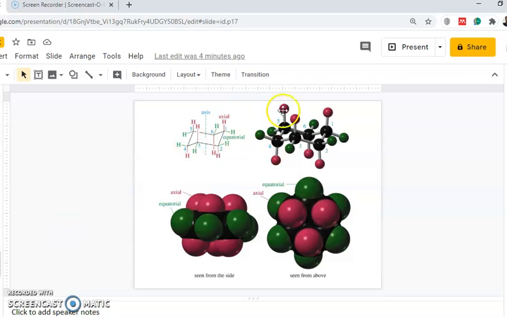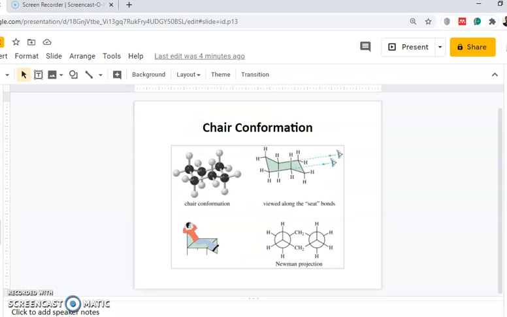Now these are different views of the molecule cyclohexane, and this is the ball and stick model. In each carbon you can see there are two, axial and equatorial, and this is another view of the molecule cyclohexane seen from the side, while this is the other one. Anyhow, we'll go back to the discussion of the stability of cyclohexane, the chair form as well as the boat form. We'll go back to this figure.